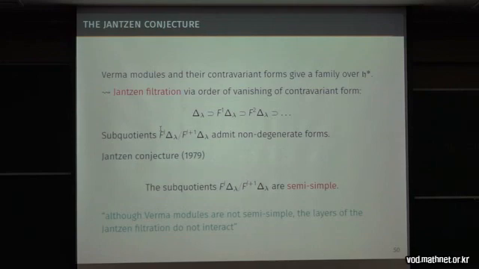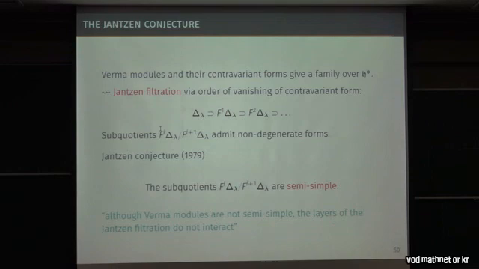So this is what Jantzen did. He considered Verma modules as a family depending on this parameter, h star. And then he defined the Jantzen filtration as being the filtration by order of vanishing of this form at lambda. And these subquotients admit non-degenerate forms by essentially dividing by that parameter. And then Jantzen's conjecture is that these subquotients are semi-simple.